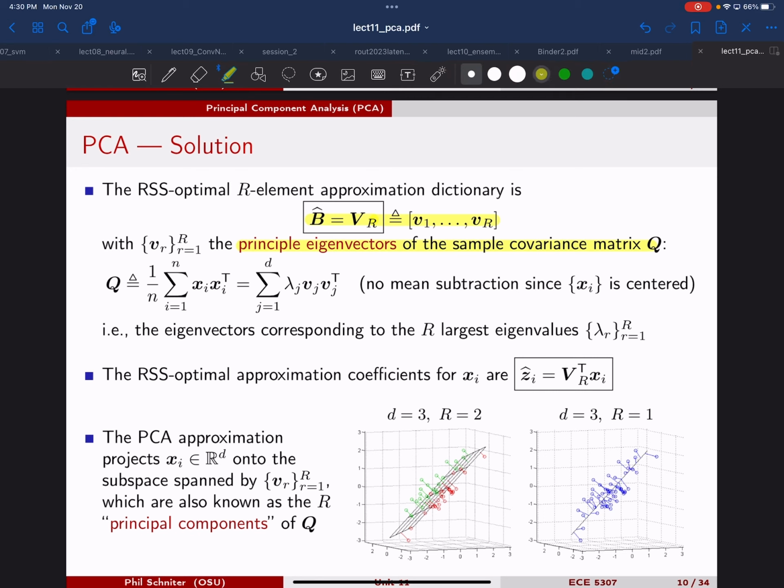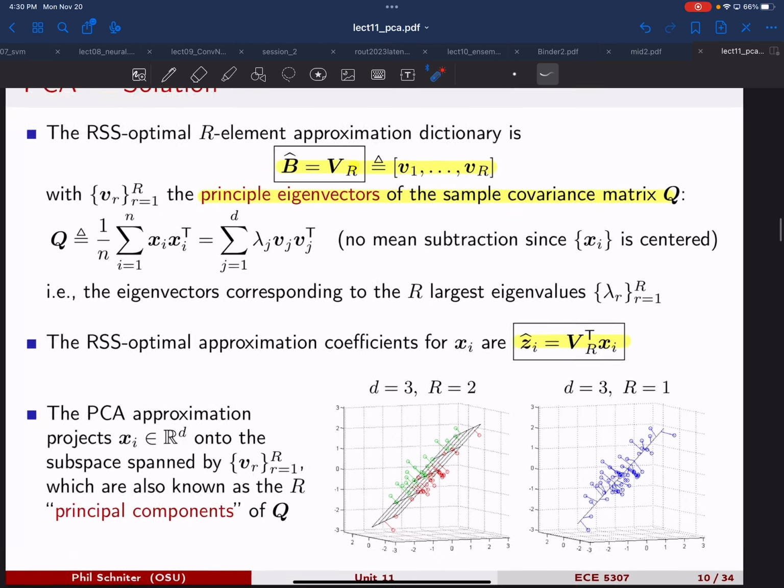the way that we build the z hat i's, the optimal z's, is we take this same matrix, but now we transpose it and multiply it times the sample xi, and that gives us z hat i. Okay, this is not obvious why this is true, so that's going to take a little bit of explanation. But at least we have a couple visual examples.